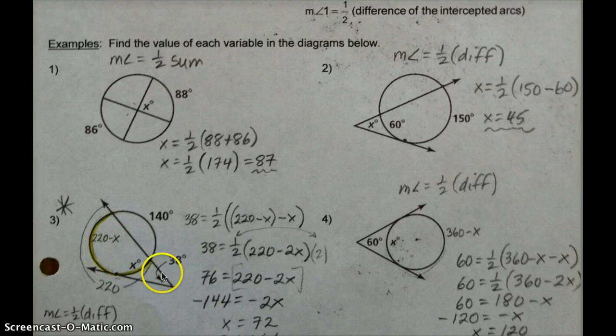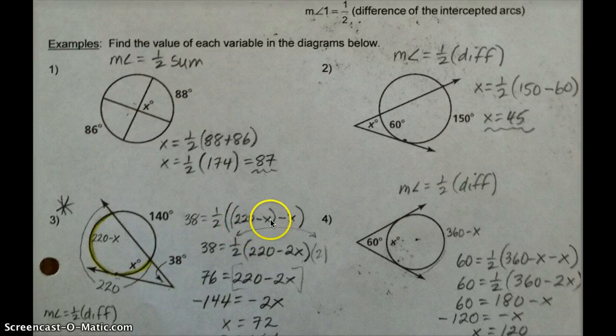So now we already know that this angle here is 38 degrees. So that goes in this place of our equation. We have that 38, this angle, equals 1/2 the difference of these two arcs. So the difference of these two arcs would be the larger one, 220 minus x, and then we subtract x, which is the smaller arc.